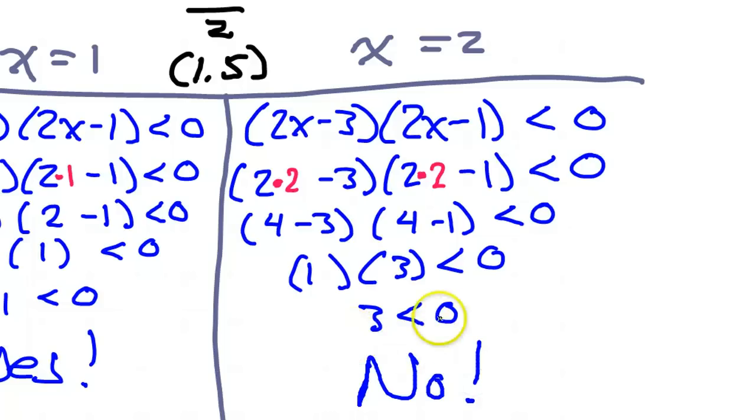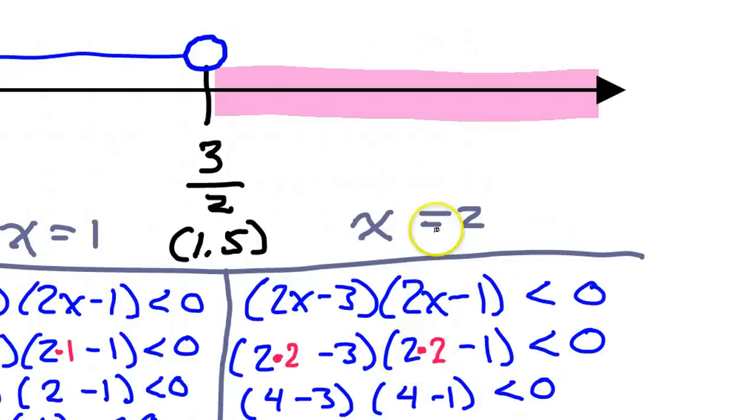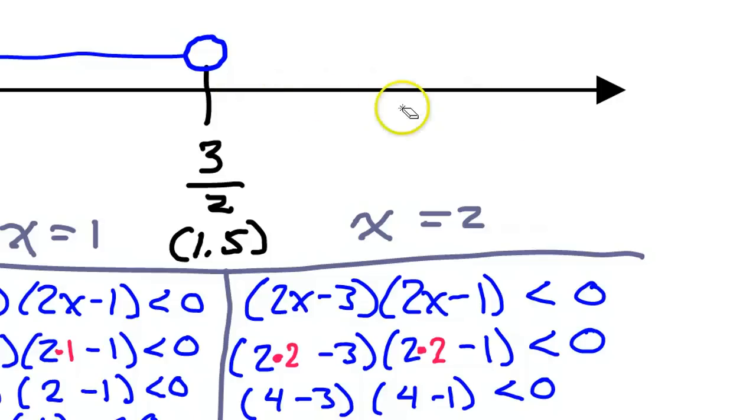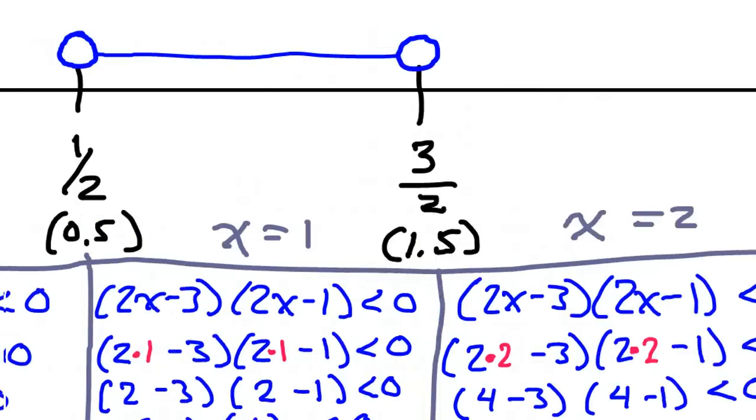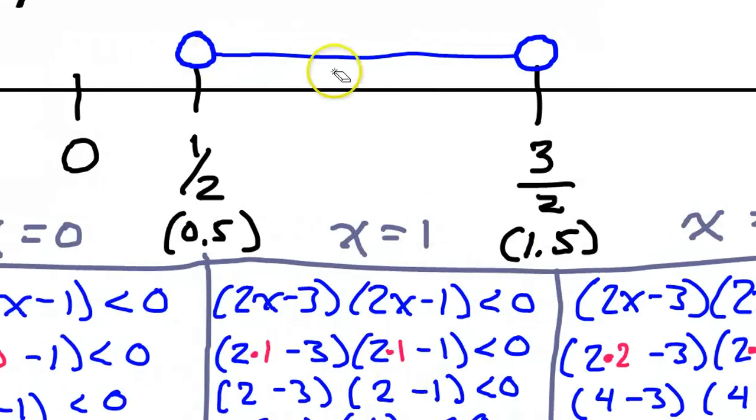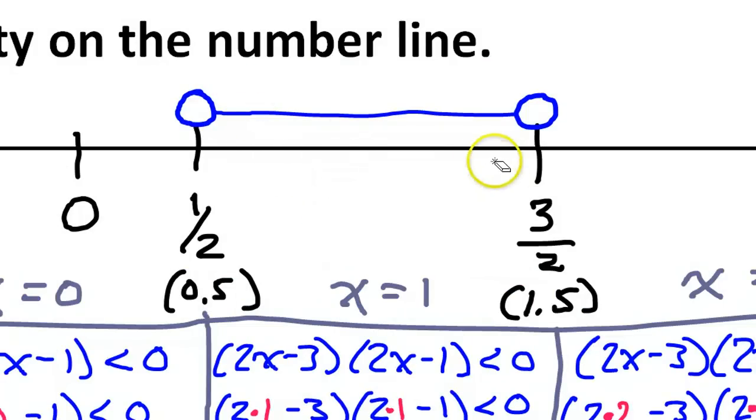No, 3 is not less than 0. So that means x equals 2 is not a solution to the inequality. That means none of the values in this pink zone will be solutions. So we will just leave this empty. So that means this little segment represents all of the solutions to the inequality.